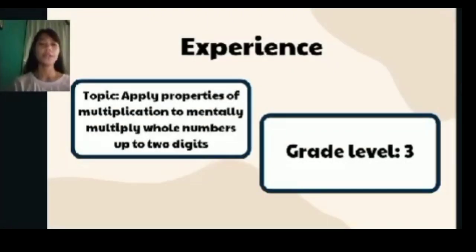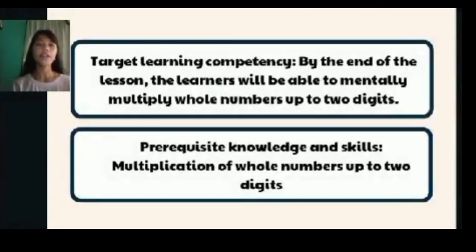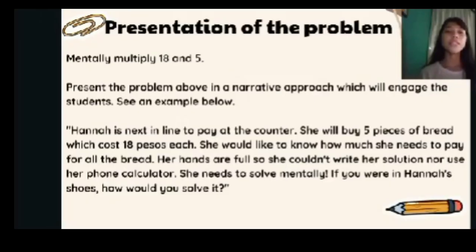So we have an experience. Topic: apply properties of multiplication to mentally multiply whole numbers up to 2 digits in grade level 3. Target learning competency: by the end of the lesson, the learners will be able to mentally multiply whole numbers up to 2 digits. Prerequisite knowledge and skills: multiplication of whole numbers up to 2 digits. Mentally multiply 18 and 5.